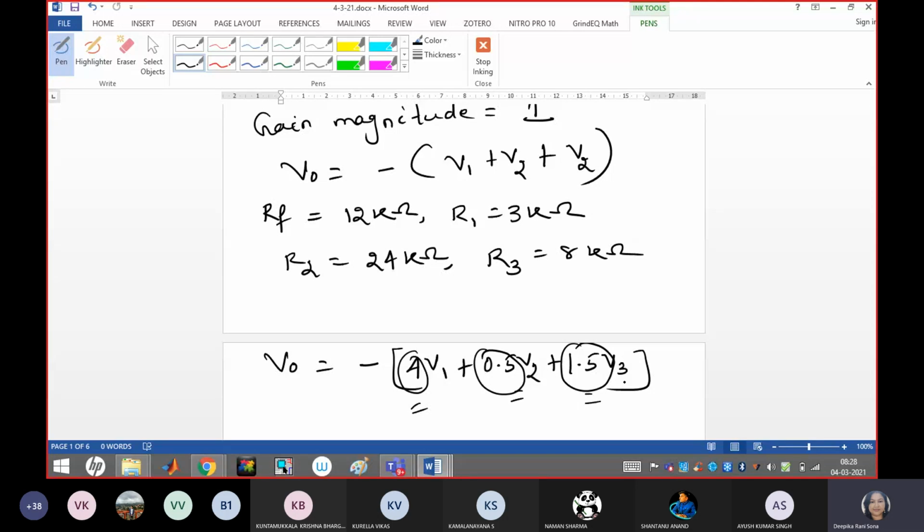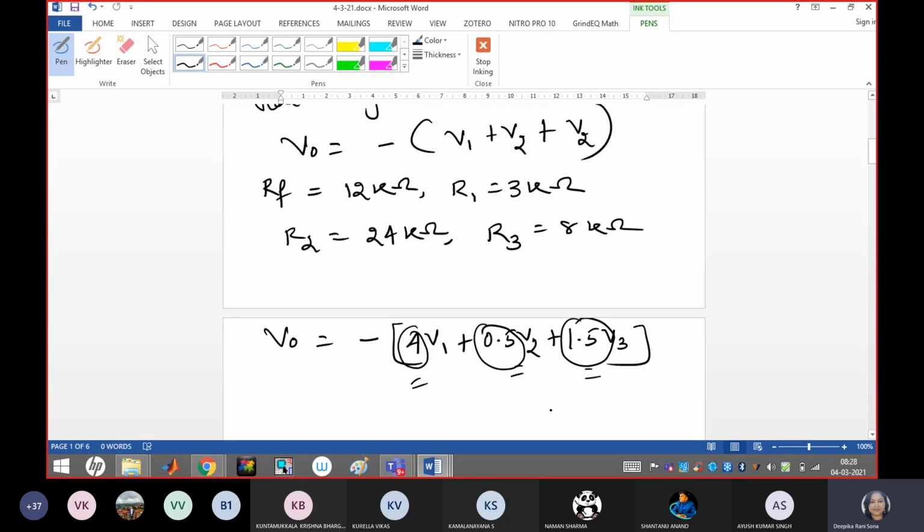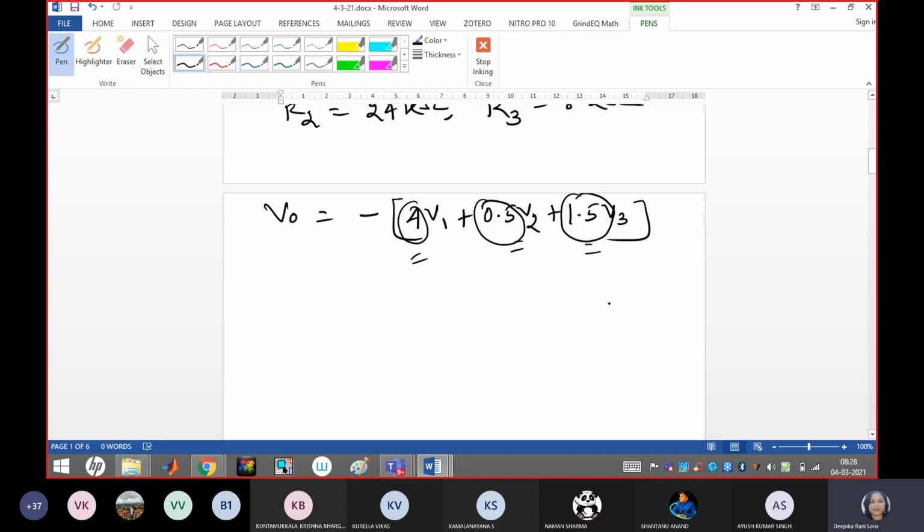So to meet the desired output voltage we need a scaling amplifier with a fixed RF and different input resistances. This is the purpose of the scaling amplifier. Got the concept? Why do we call this a scaling amplifier and not the summer circuit? Because of this weight.